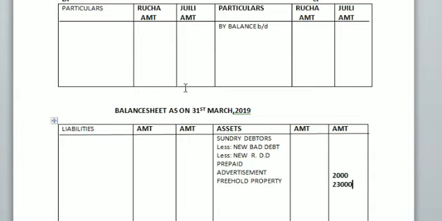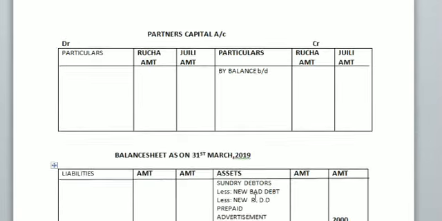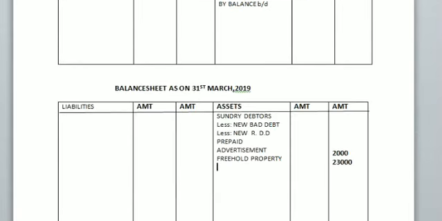The next is office rent in the profit and loss account. So after this, to office rent, outer column amount 5,000 rupees. The next is motor van, assets. The amount will come in the inner column.